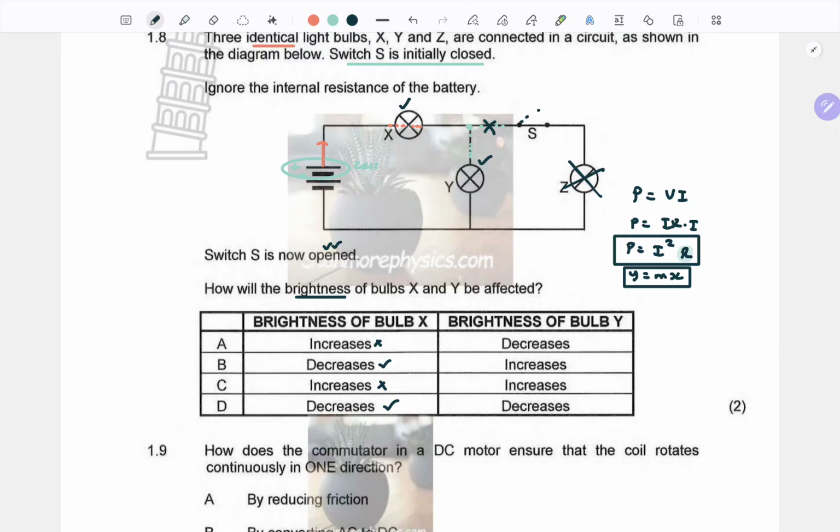Now, bulb X, we said it will decrease because we can clearly see if we decrease the current in this equation, with this one being constant, essentially the power will also drop. So power, basically, the brightness is related to power in electric circuits.